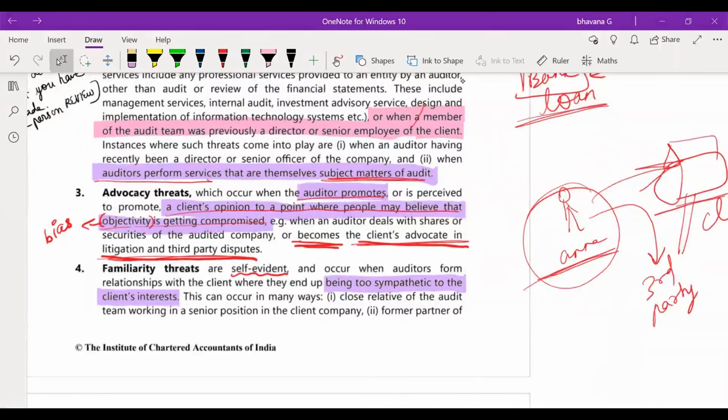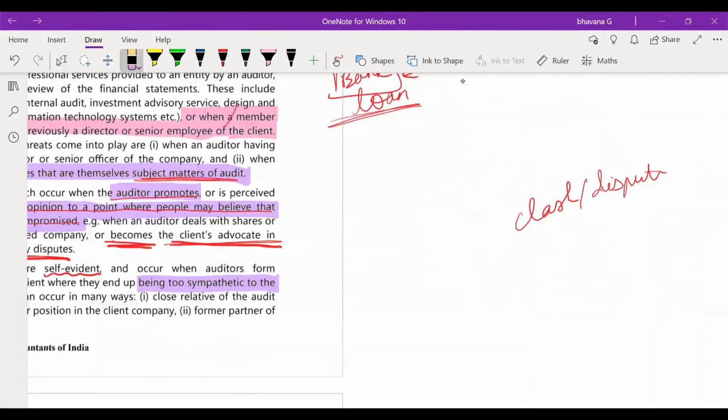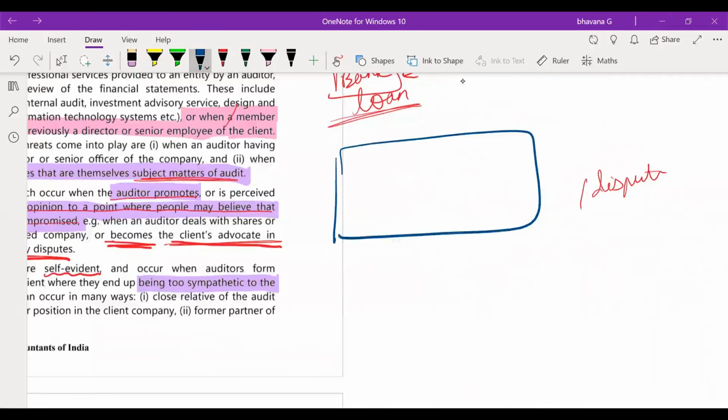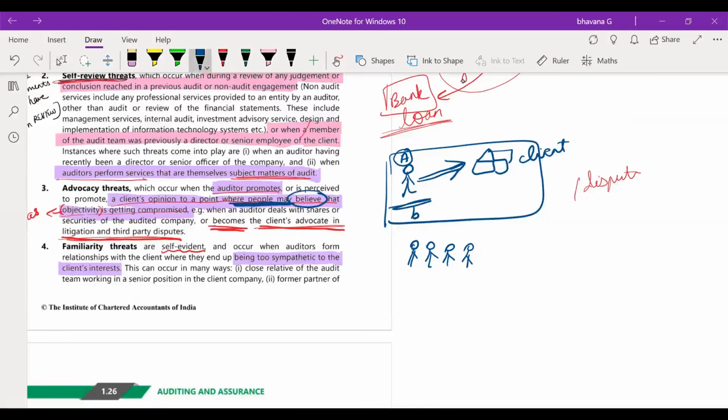Okay. So advocacy threat. What they tell you is that there is a person, I'll just erase this, wait. Okay. So advocacy threat means that he is an auditor who is perceived to promote a client's opinion. Suppose we have a client whom we are going to audit. In such a case, this auditor is helping, he is promoting the client so much that the people who are watching the auditor may believe that his objectivity is getting compromised. That means he is having some kind of bias with the company.